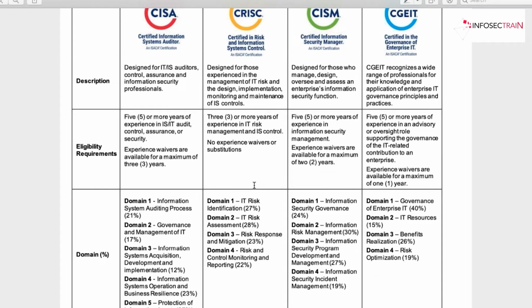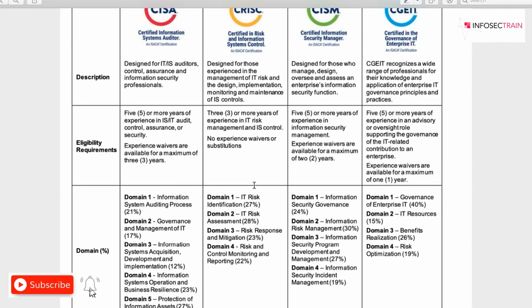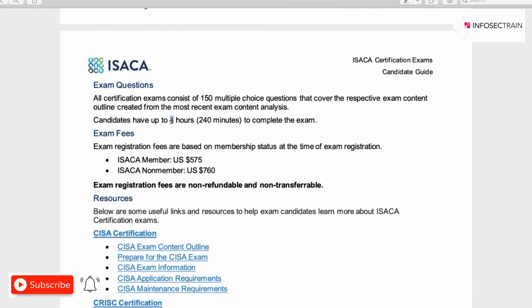And what else? Yeah, so the exam is 150 multiple choice questions, which you have to attempt within 4 hours, which is quite sufficient. For me, 4 hours is quite a lot of time. I think it should have just been 3 hours. Anyway, the examination fee is something you need to be aware of. If you are an ISACA member, you need to pay $575. If you're not a member, then it's $760.